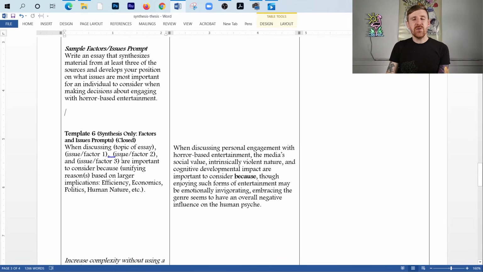Please note that you don't need to have 3 issues. You can have 2, you can have 1. It doesn't matter. You could have 4 listed out there if you wanted to. It depends on the paper that you want to write. I just put 3 there for the sake of being able to produce 3 body paragraphs in a time setting.